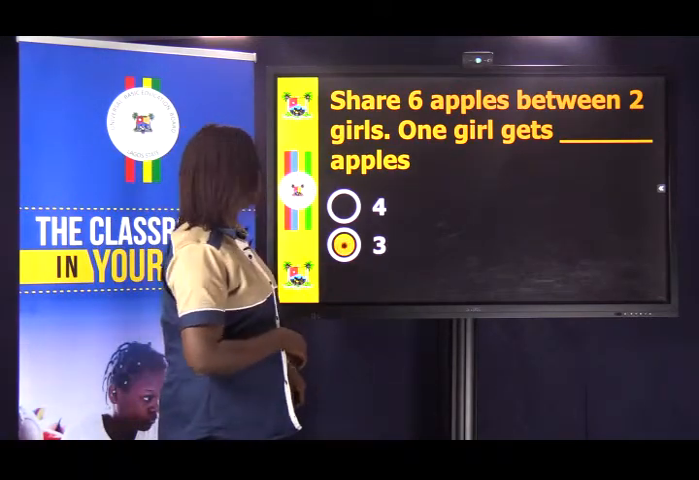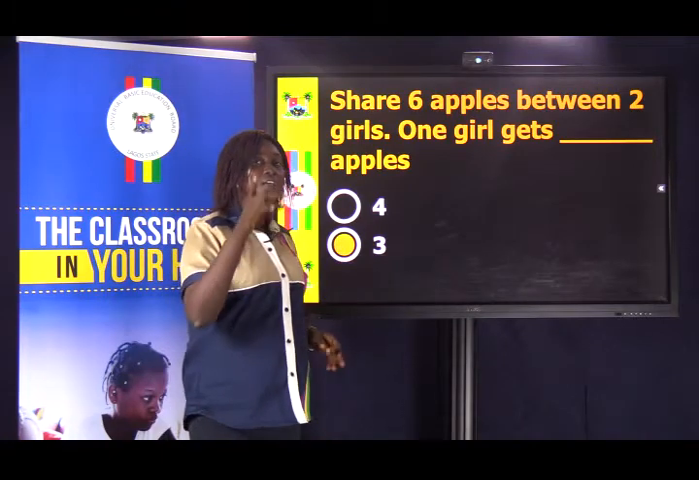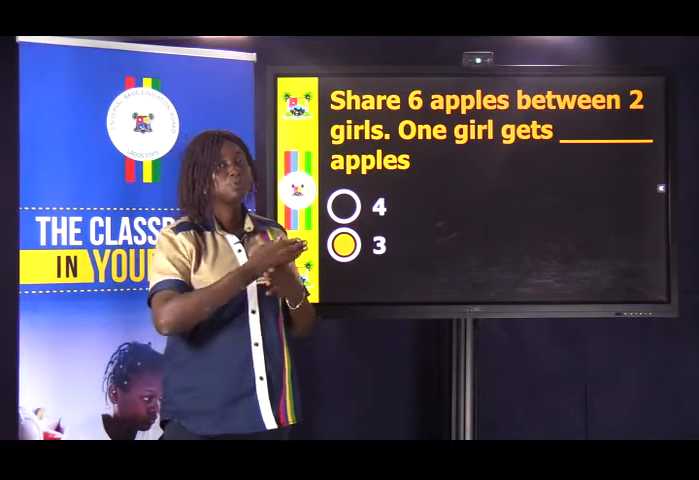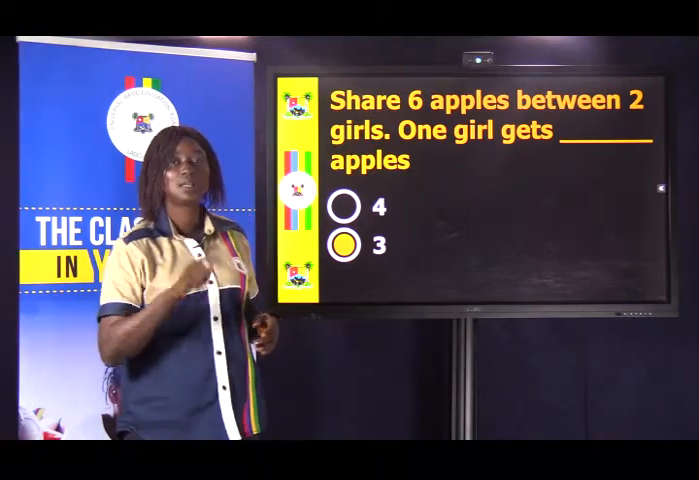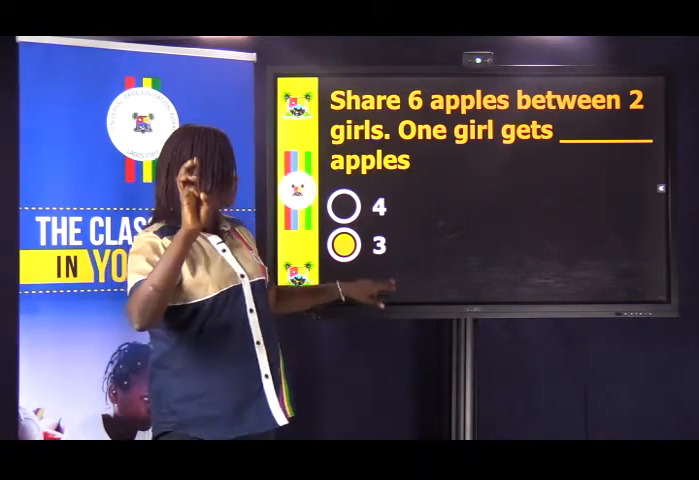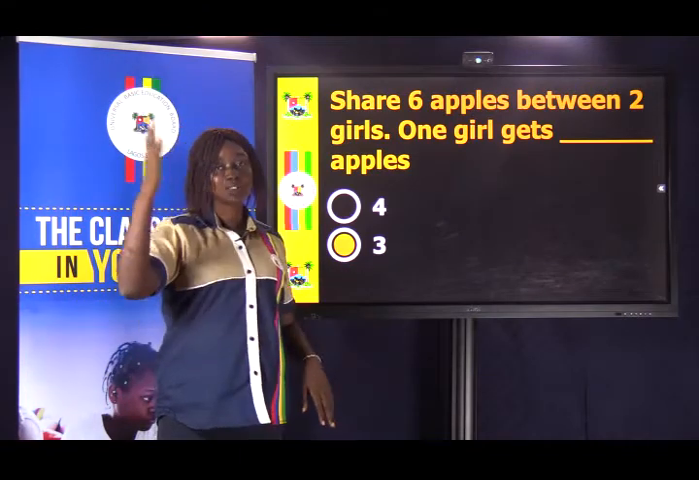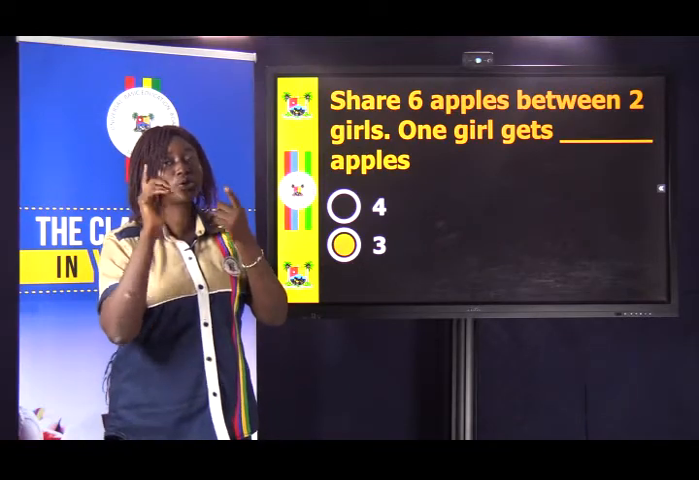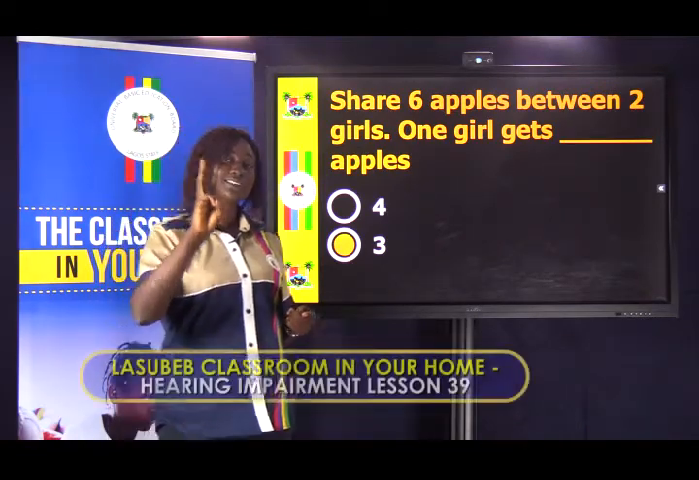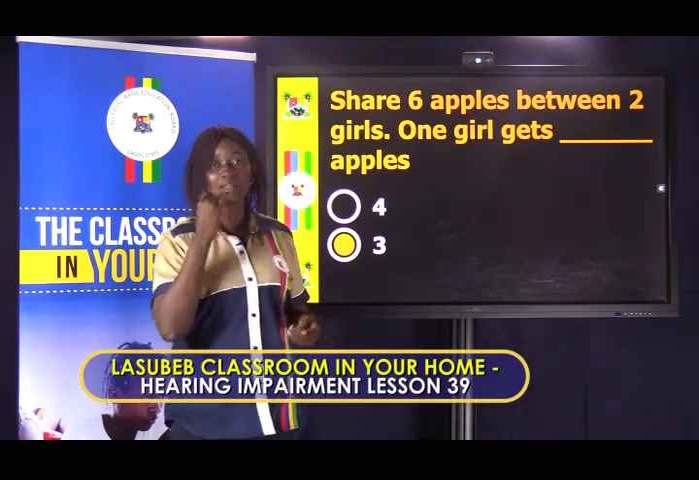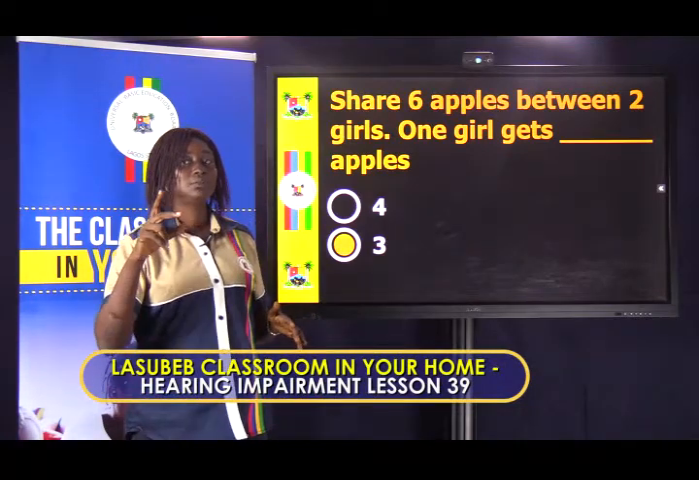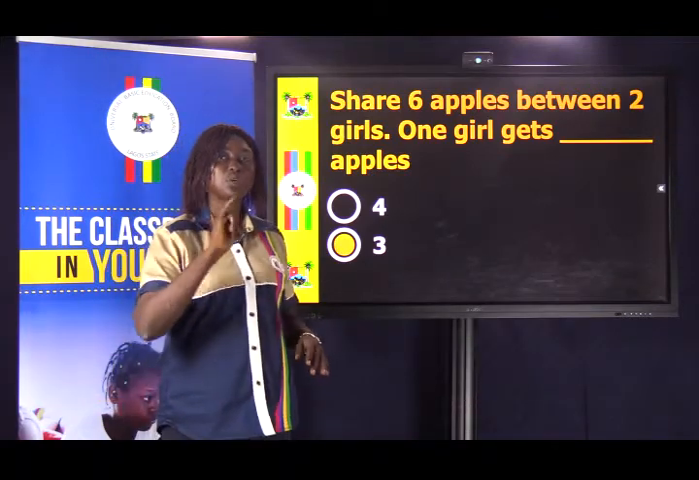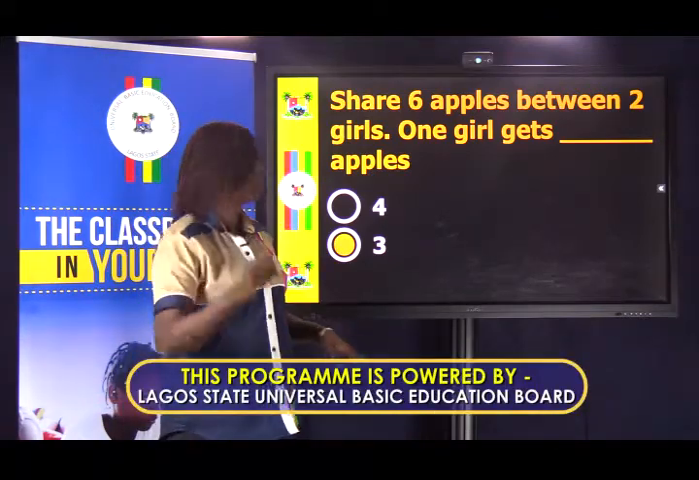The answer is 3. If you share 6 apples between 2 girls, the answer will be 3. 6 divided by 2 is equal to 3. 6 divided by 2 is what? 3.